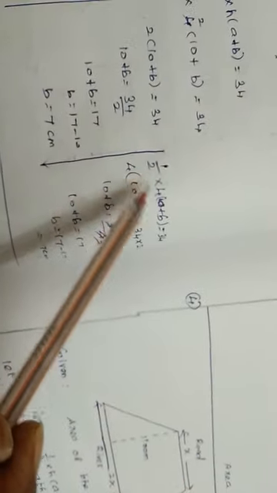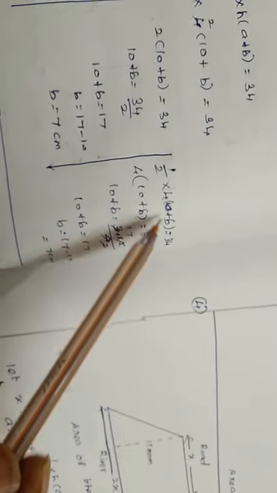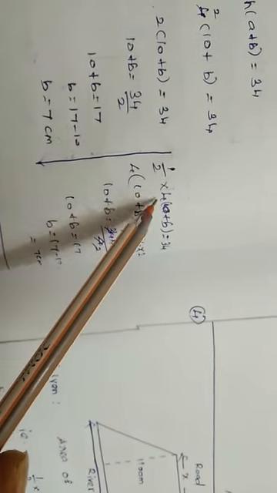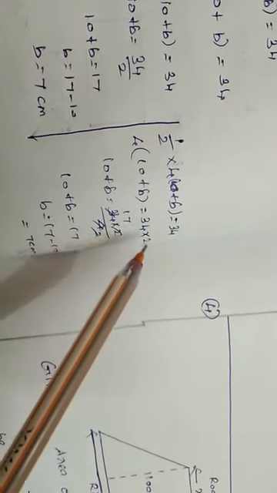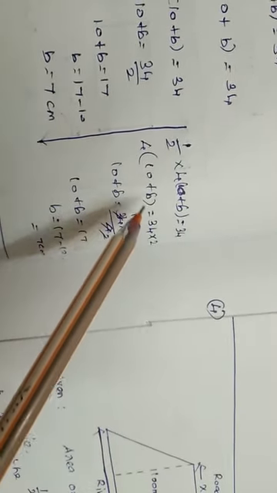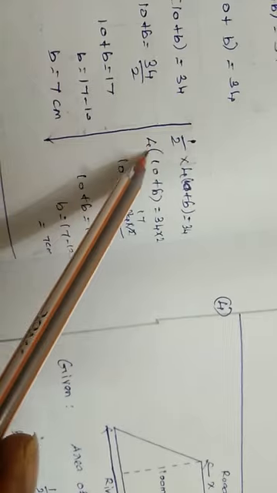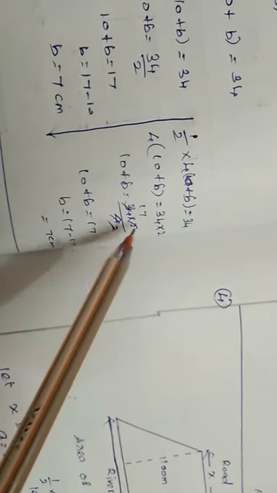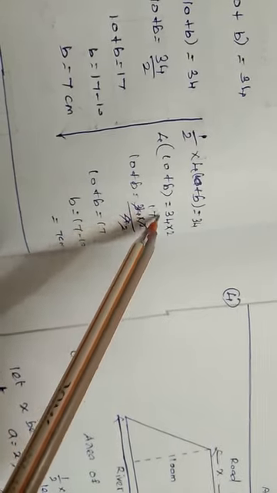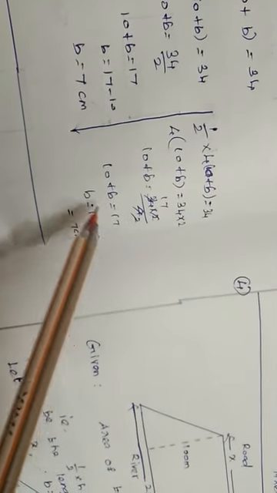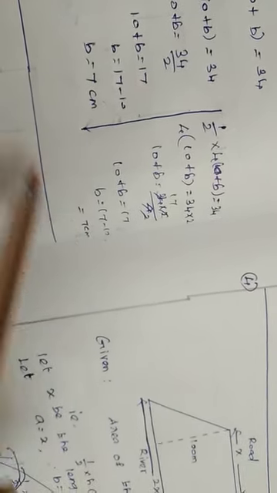Or similarly 1 by 2 into 4 into a plus b, 10 plus b equal to 34. This 1 by 2 we can write on the right side as 2 by 1, so into 2. Next 10 plus b equal to, this is into 4, we can divide by 4. After cancelling this, 2, 4, 2, then 2 and 34 gives 17. So 10 plus b equal to 17, b equal to 17 minus 10, that is b equal to 7 centimeter.